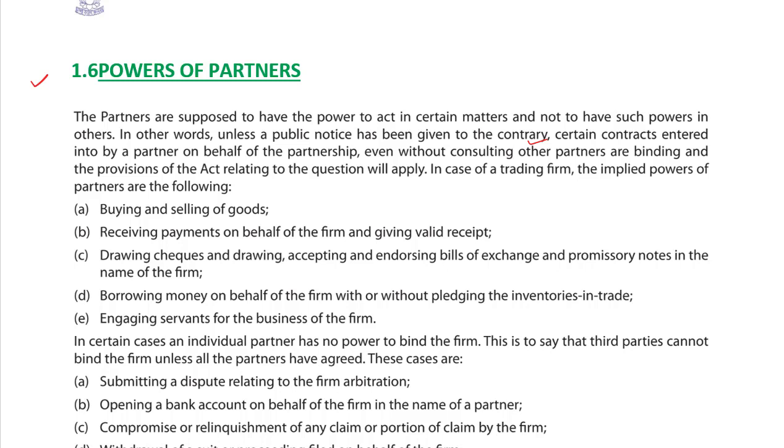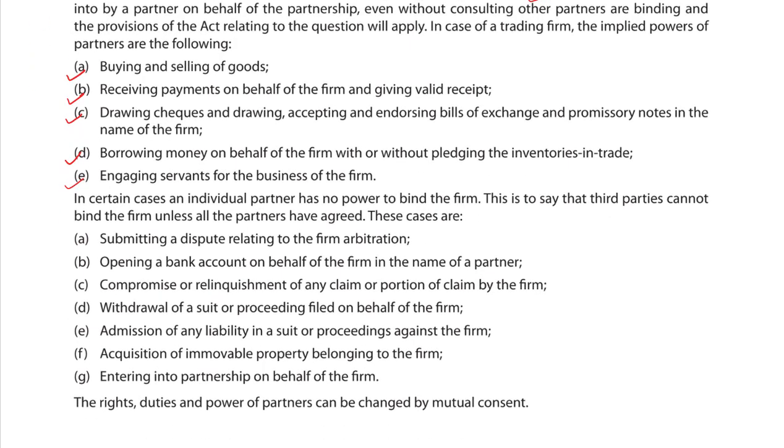In case of a trading firm, the implied powers of partners are the following: buying and selling of goods, receiving payments on behalf of the firm and giving valid receipt, drawing checks and accepting and endorsing bills of exchange and promissory notes in the name of the firm, borrowing money on behalf of the firm with or without pledging the inventories in trade, engaging servants for the business of the firm.